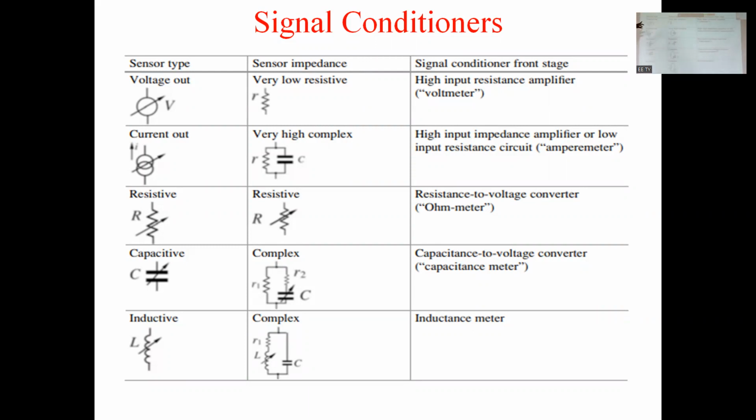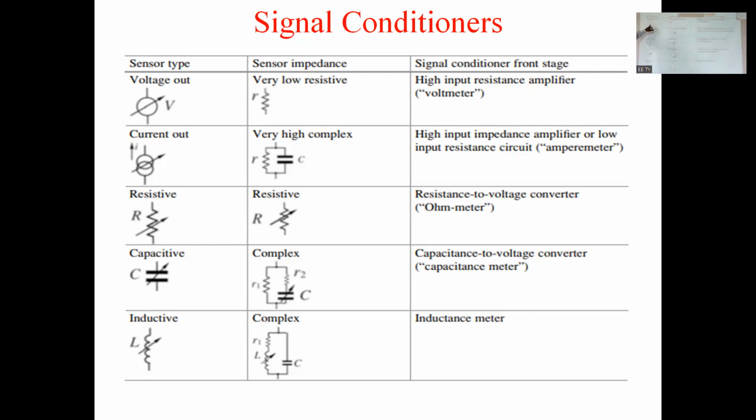So see, sensor type is given, sensor impedance is given, and signal conditioner front stage is given. This chart shows the sensor type, then what the impedance of the sensor is, that is, the sensor output impedance, and the characteristics of the front stage of the signal conditioner that we are going to interface.